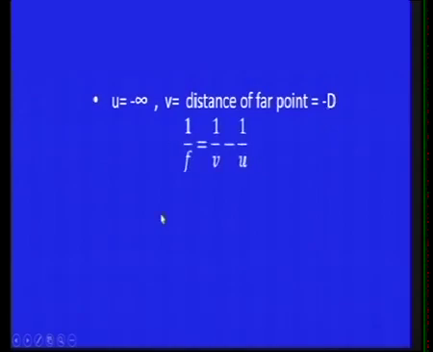As we know the lens formula, substituting all these values in this equation, you will get 1/f equal to 1/(-D). Here 1/u is 1/infinity, which is equal to 0. That's why 1/f equals 1/(-D), and f equals -D.